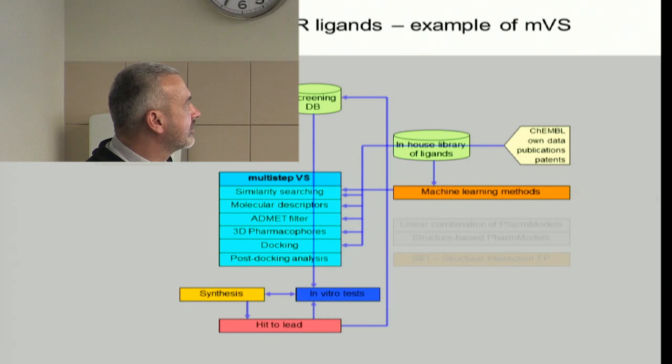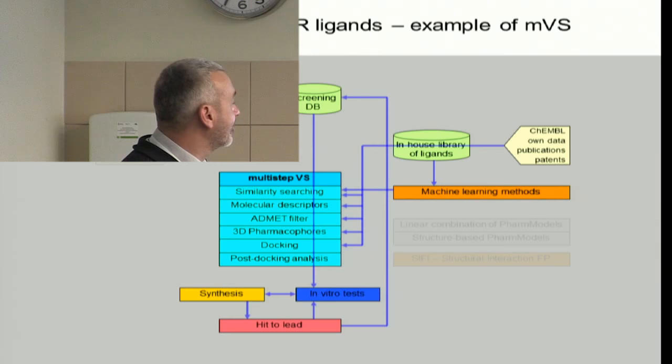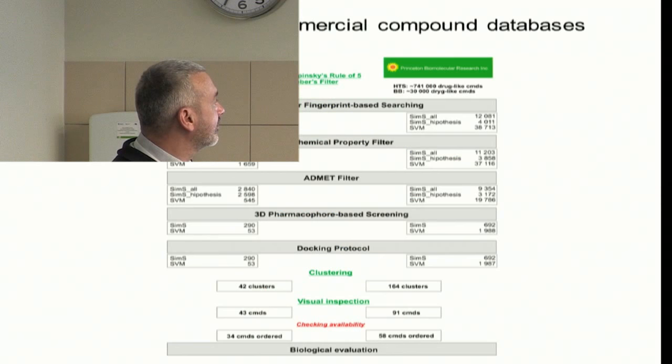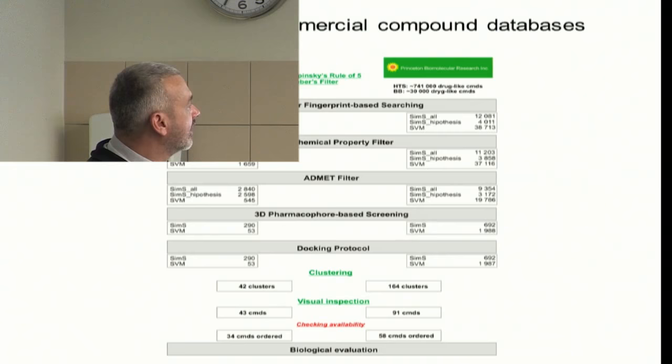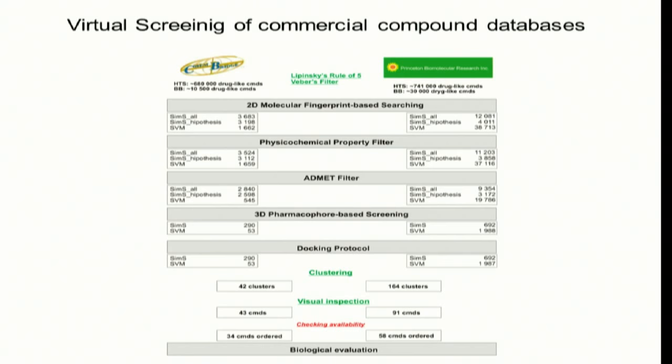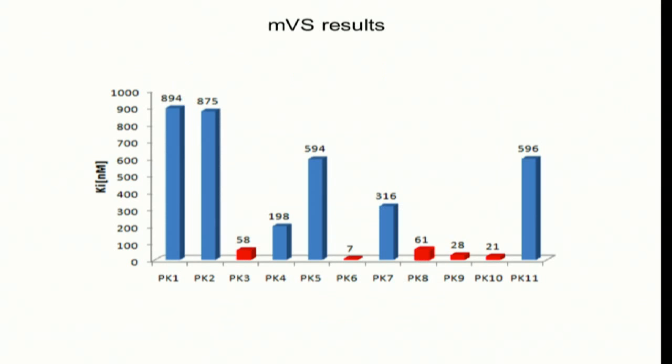Another target we focused on was the 5HT6 receptor, which is also a very important drug target, but I won't say more details about that, just show you quickly the results. I already showed you these diagrams. I would like only to mention here that after docking, we clustered the compounds and then focused on diversity, to select the most diverse compounds from different clusters.